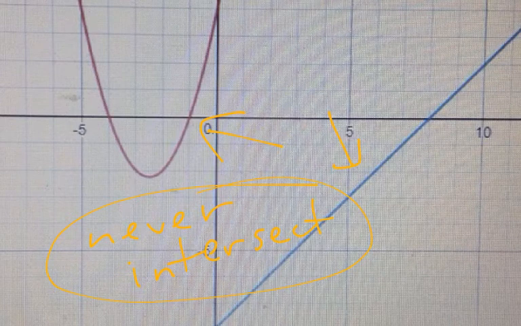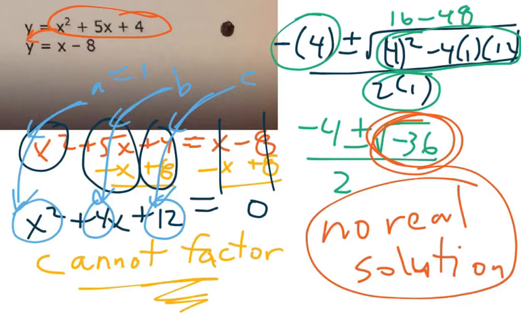So pause the video here if you need to. Okay, guys, so in conclusion, when the graphs don't intersect, we have no real solutions. That's why, right here again, when we do the quadratic formula, we got an imaginary number because it didn't work out to be a real number.